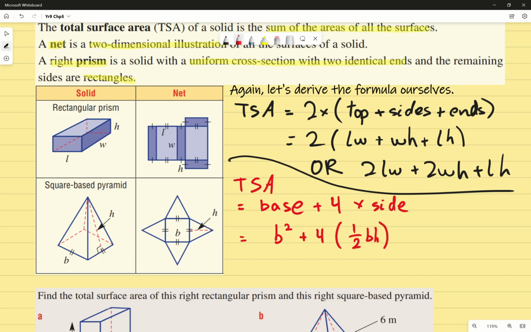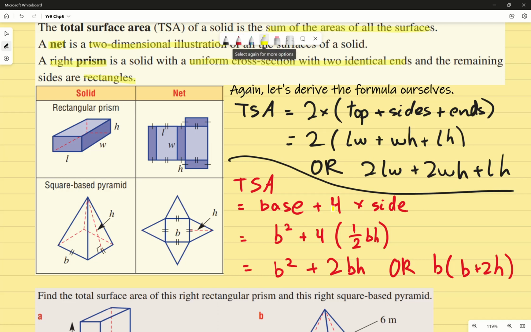Agreed? Which we can then simplify to give us b squared plus, and half of 4 gives us 2, so 2bh. If you remember our stuff from simplifying quadratics, we can also say b brackets b plus 2h. They both work, just in different forms, but they're the same thing.